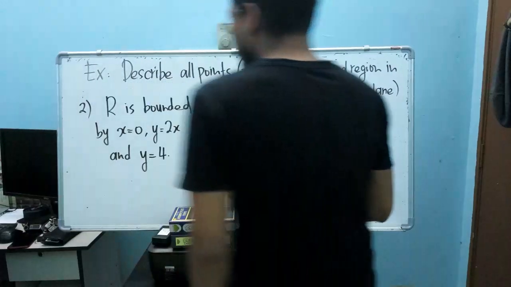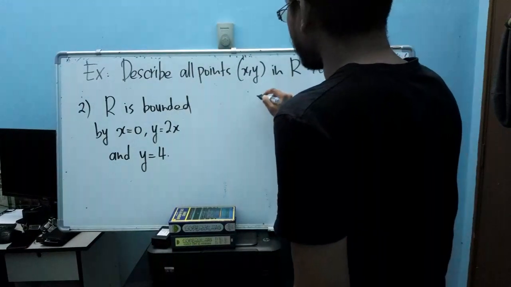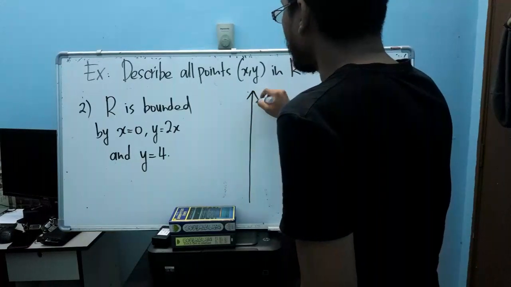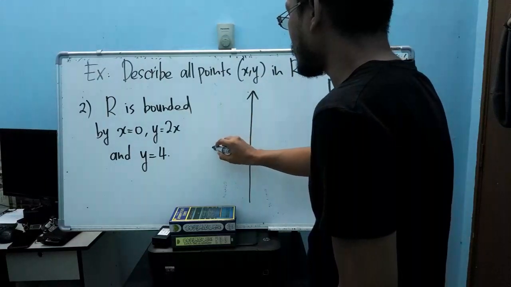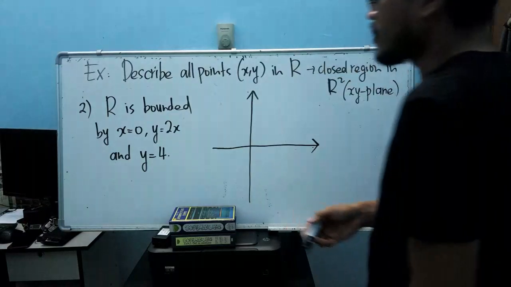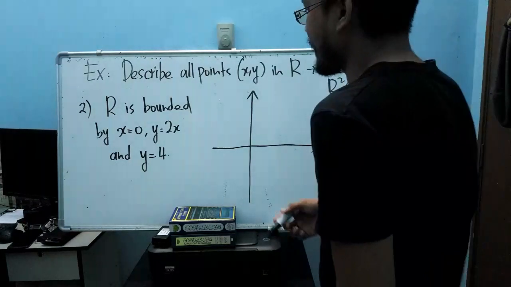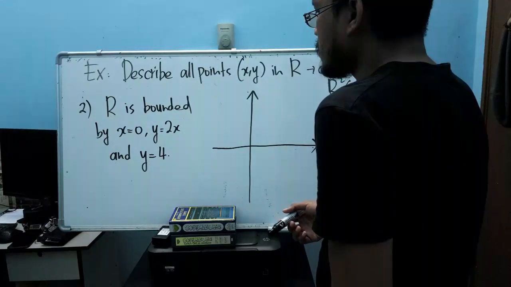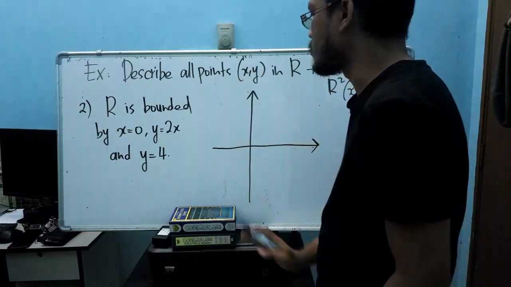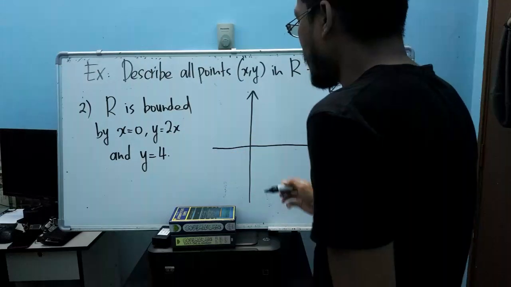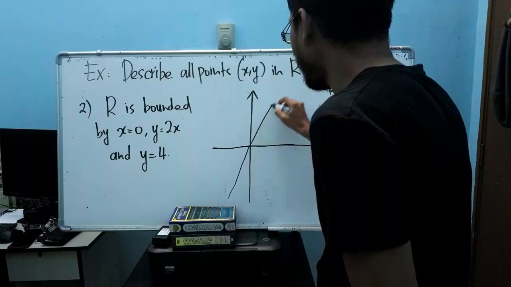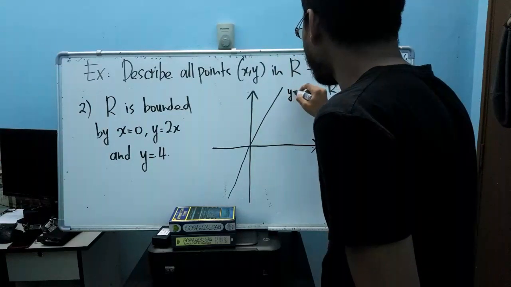Let's sketch your R first. Always remember, when we want to describe all points in R, always start with the sketch, because after you sketch, you can see the condition for your x and y. What do you mean by x equals 0? This exists, right? Y equals 2x, what do you mean by y equals 2x? You have this straight line, y equals 2x.